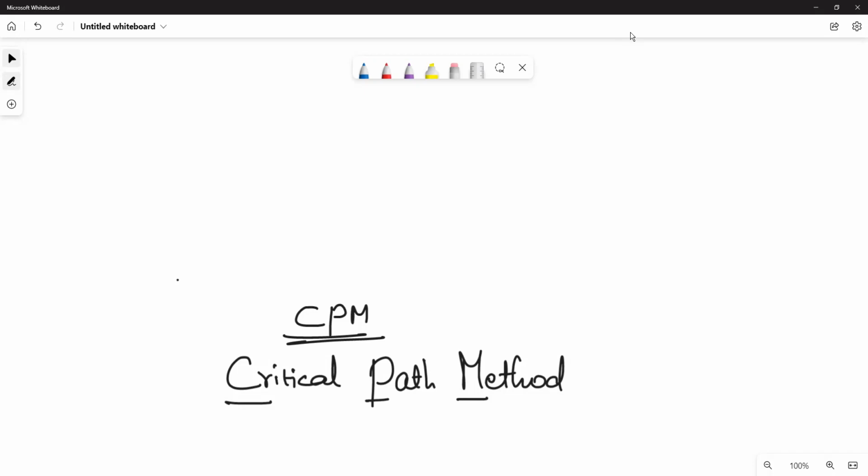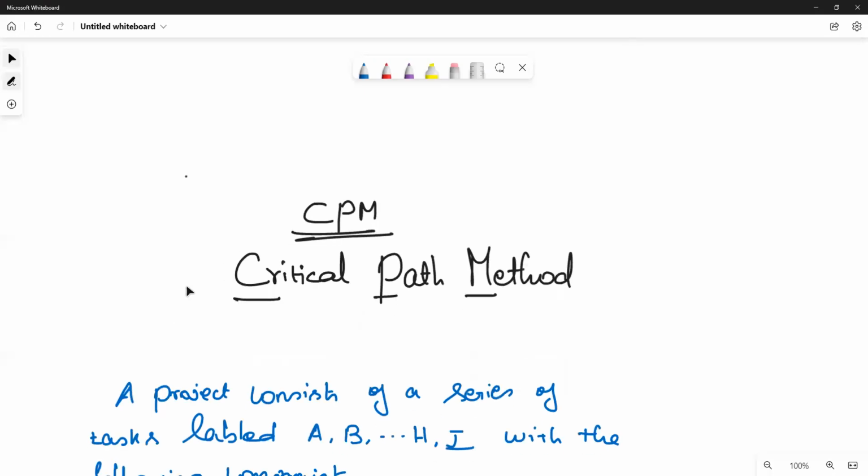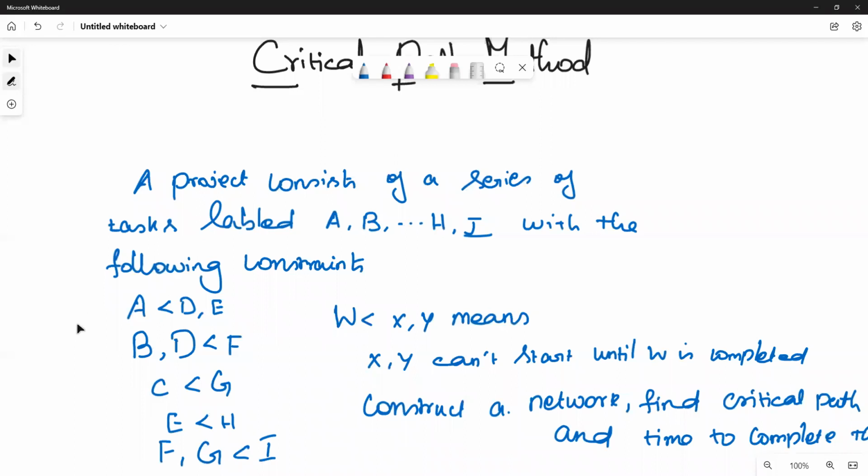That is, how to find the critical path of the given network and hence how to calculate the total duration to finish that project. Using the critical path method, I am going to explain to you. Let us see this method by taking one problem as an example.